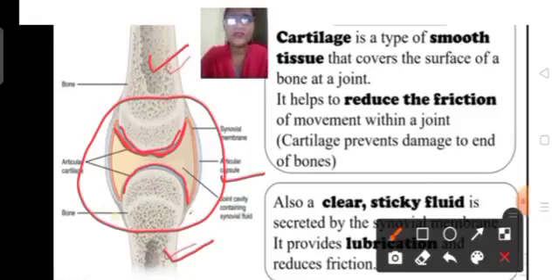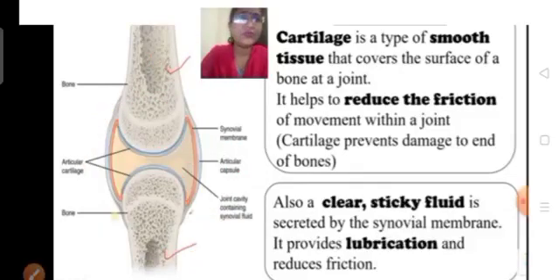See children, there is a smooth tissue present at the end of the bone, which we call cartilage, and there is a fluid present inside. Cartilage helps to reduce the friction of movement within a joint. We can even say that cartilage prevents damage to the ends of the bones. Also, a clear sticky fluid is secreted by the synovial membrane. It provides lubrication and reduces friction.